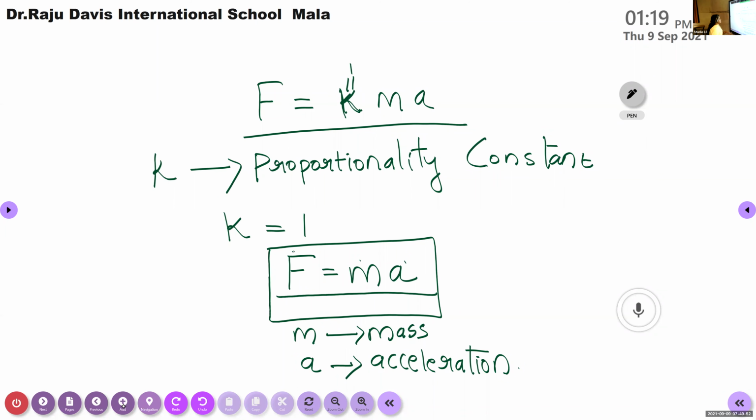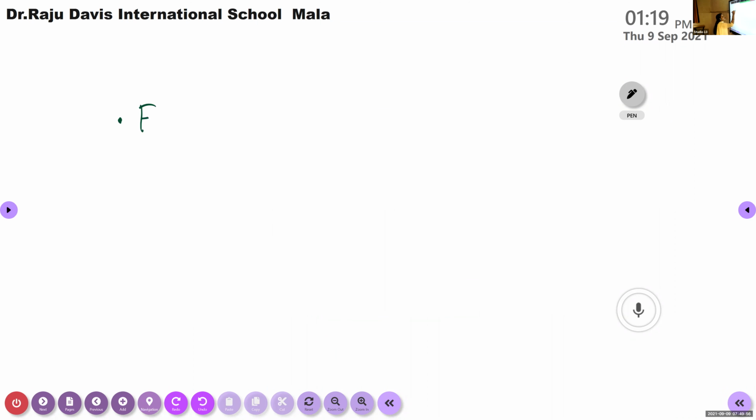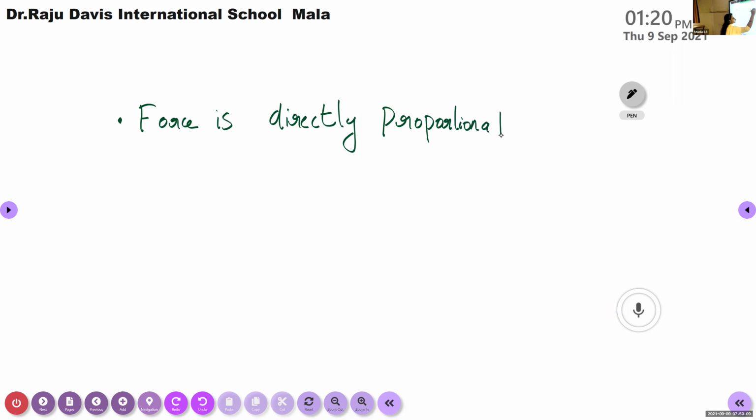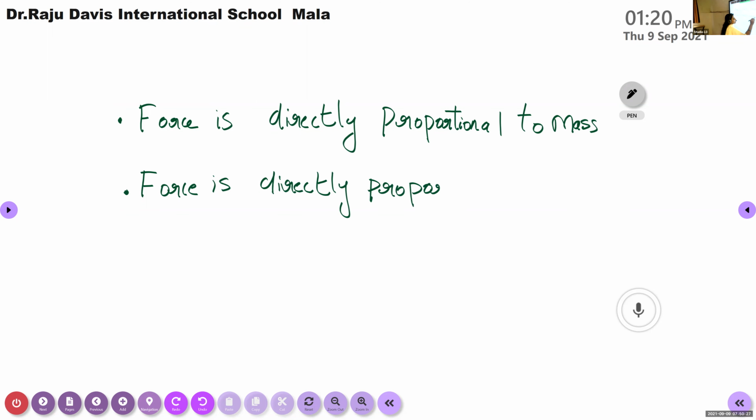From this equation, we can draw two conclusions. The first one: force is directly proportional to mass. The second conclusion: force is directly proportional to what? Acceleration. Yes, force is directly proportional to acceleration. So you must study this equation for calculating the force, F = ma. This is a very, very important relation. This equation is used to calculate the force that is acting on a body.